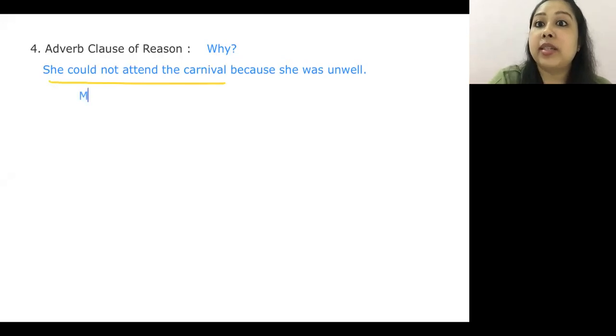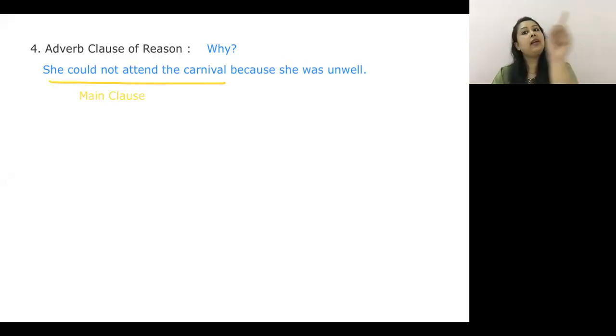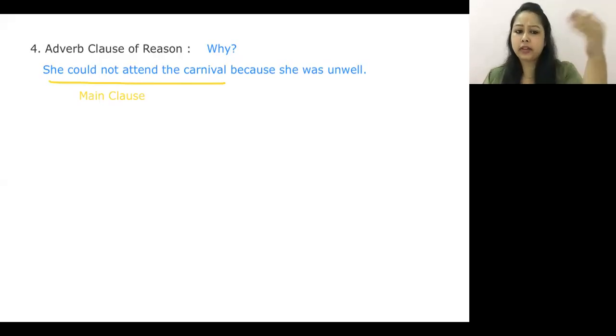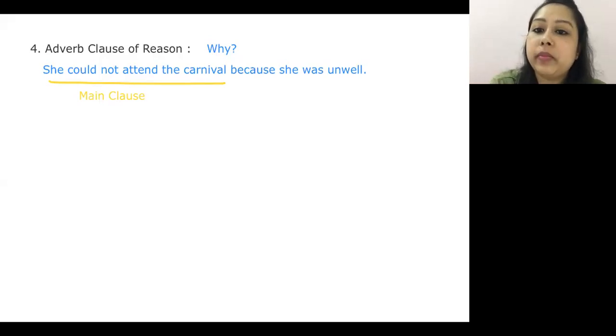Now, students, you would ask me, Miss, how would the questions be asked? We are doing these clauses in detail. So they might underline a part of the sentence and then give you multiple options. State whether the underlined phrase is A, main clause, B, dependent clause, C, subordinate noun clause. You have to choose the correct one. So main clause is my correct answer: she could not attend the carnival. Clear?